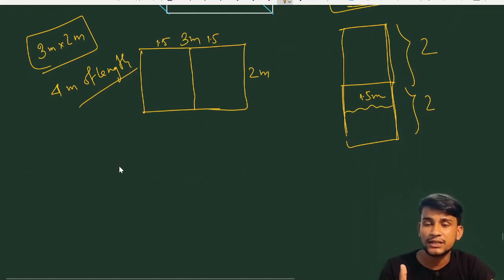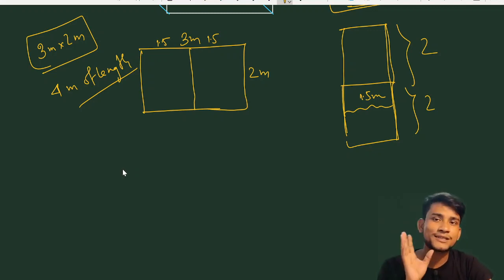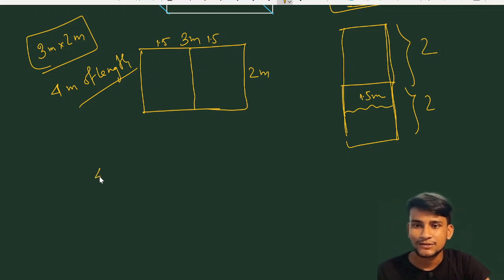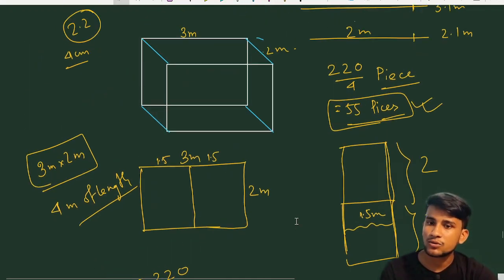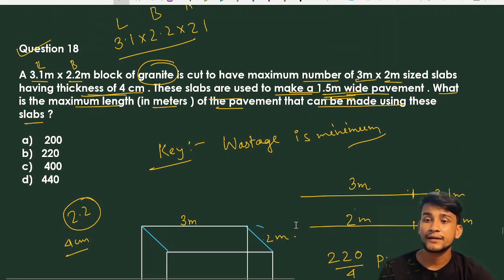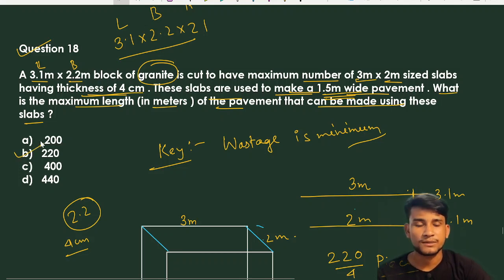Why does the question say the maximum length? Because the wastage must be minimum. You have to waste some of the granite, but the wastage must be minimum. So this is total 4 into 55, which is equal to 220. So a total of 220 meter length of pavement can be made. So option B is correct.